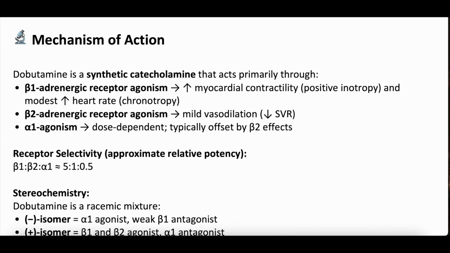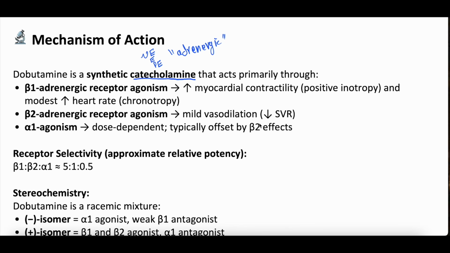Mechanism of action. How does dobutamine work? Well, dobutamine is a synthetic catecholamine, right? Catecholamines are things like norepinephrine, epinephrine, even phenylephrine are all different catecholamines. They act on catecholamine receptors. They're also sometimes called adrenergic. These are all somewhat synonyms, okay?